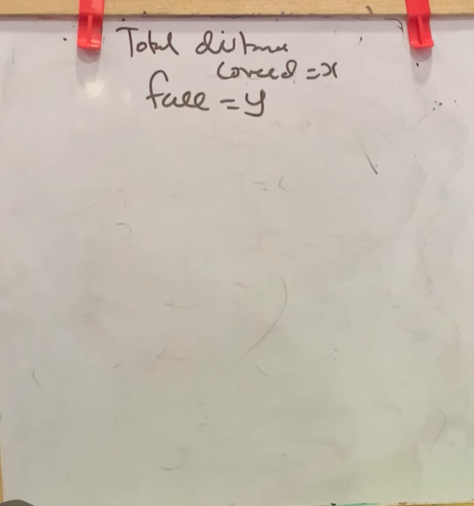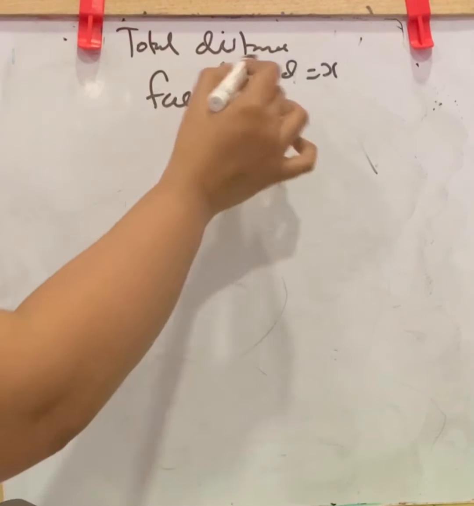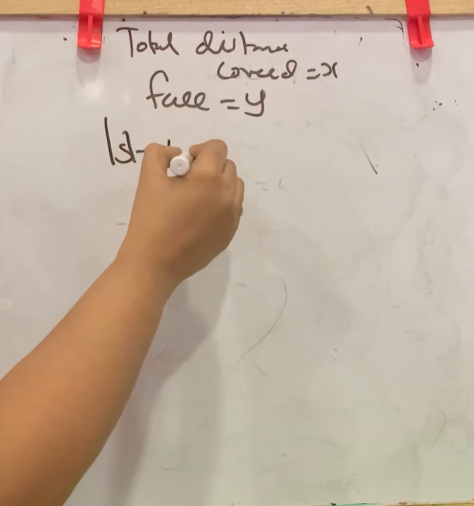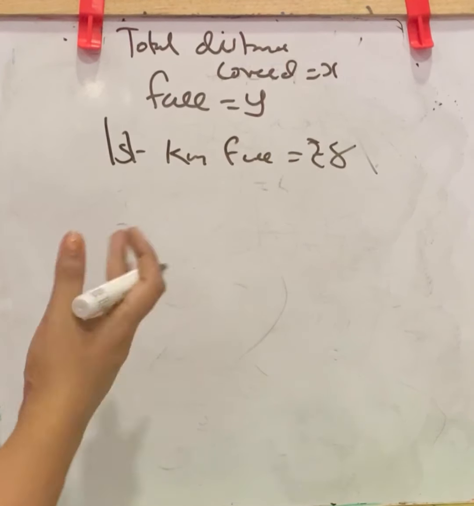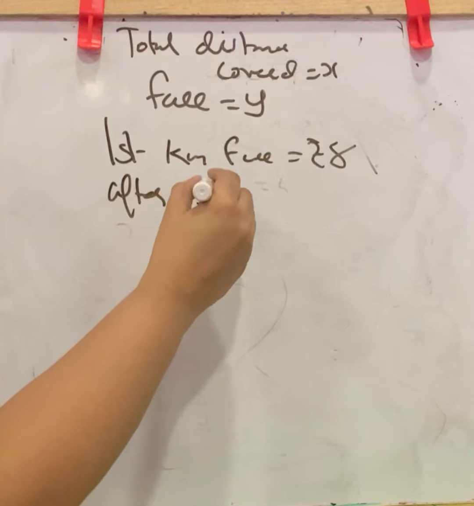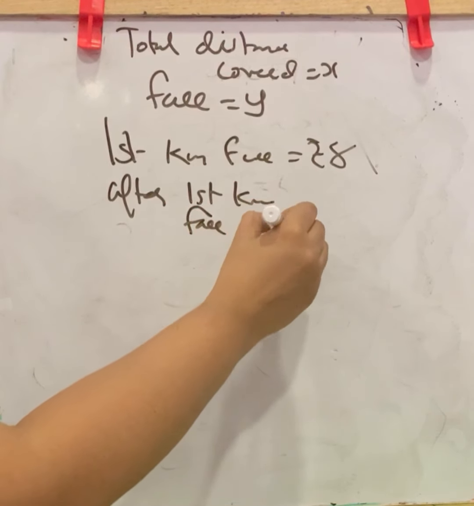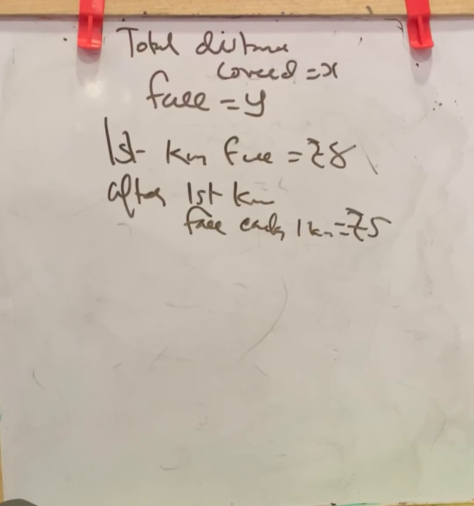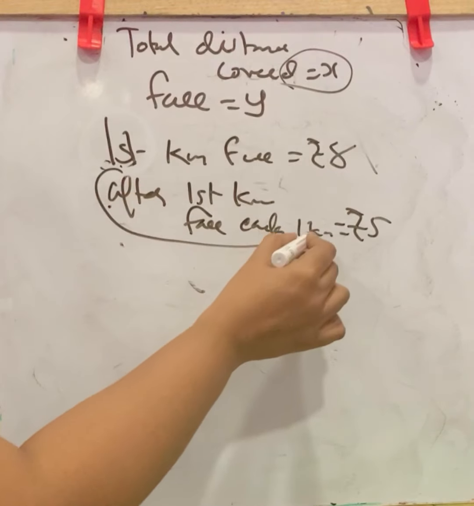Now it is given the fare of the first kilometer. Fare of total distance is x. But in that, the first kilometer fare is rupees 8. And fare after the first kilometer. After the first kilometer, the fare for each 1 kilometer will be rupees 5. If x is the total distance, then the distance covered in 1 kilometer will be, here it is given, the rest of the kilometer.